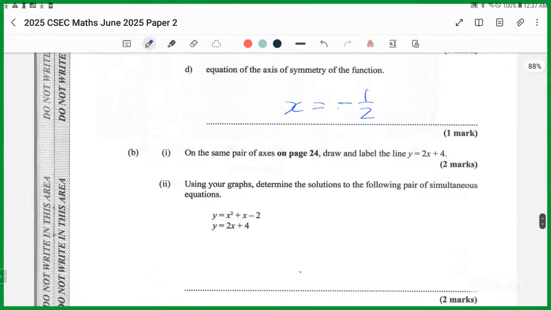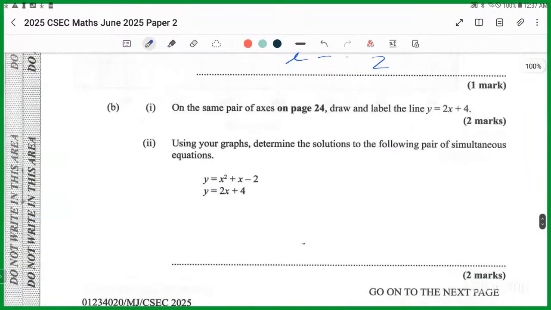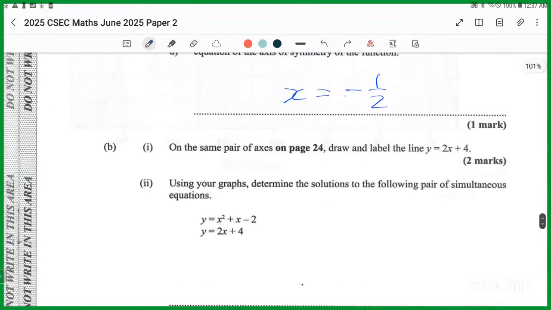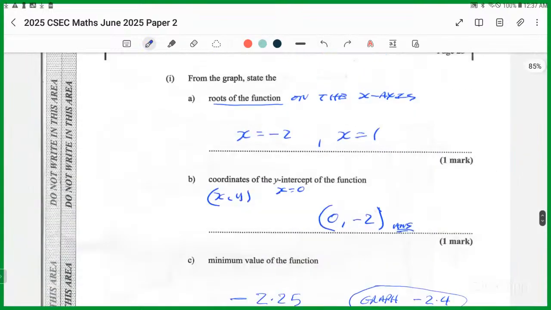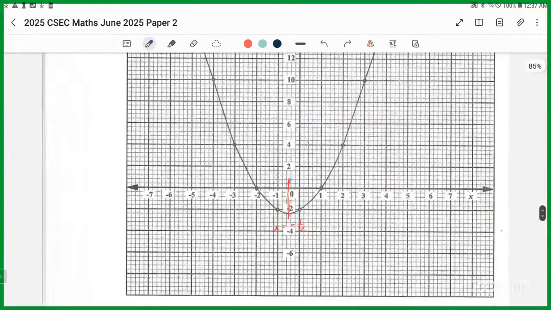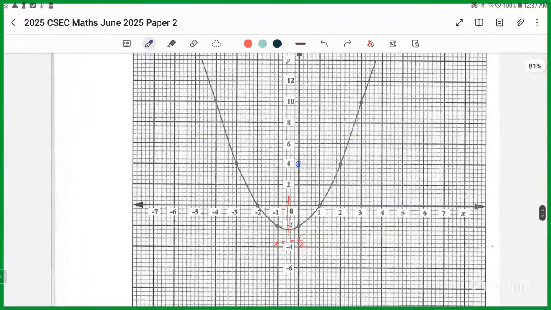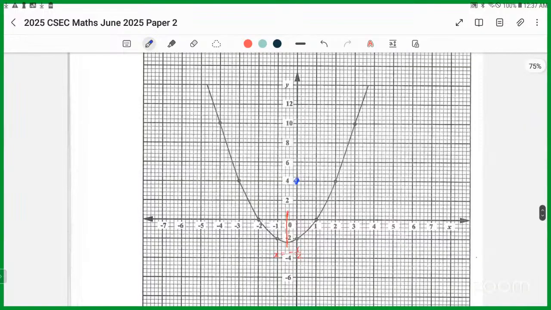Next part says on the pair of axes, draw and label the line y equals 2x plus 4. So we draw that line. It's going to be easy. You see the intercept and the rise and run: 2 units is the rise and 1 is the run. So the y-axis intercept is 4 and the gradient is 2. Gradient equals 2 over 1, rise 2, run 1.